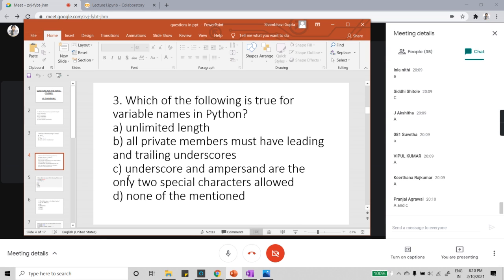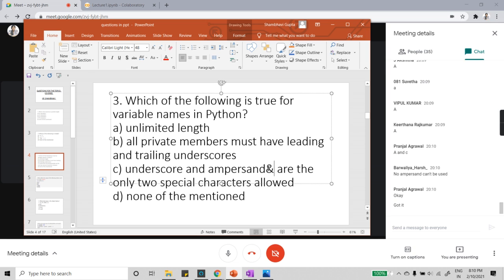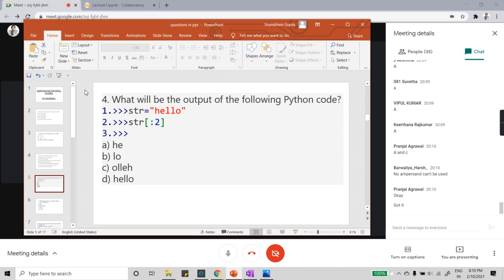In C, just have a proper look, I have written underscore and ampersand also. No, ampersand cannot be used. Yes, absolutely right, Harsh. Ampersand cannot be used. Ampersand is this symbol, the and symbol. So when we write this and symbol, that is called ampersand. Okay, Pranjal. Okay, fine. Next question.